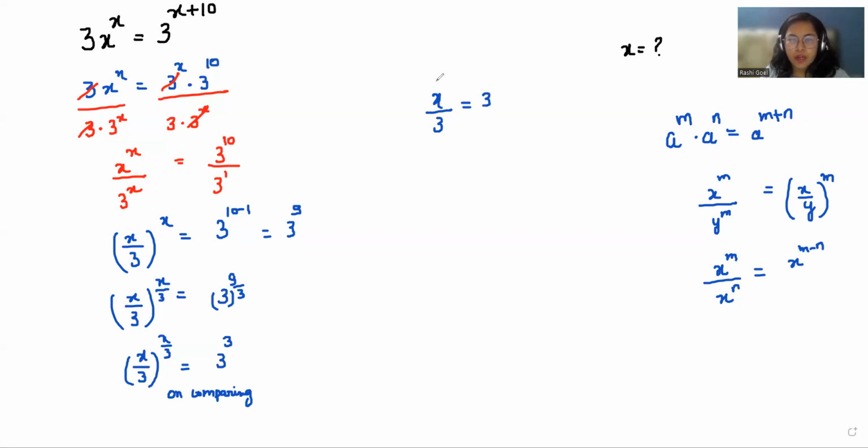So now I'm going to multiply both sides by 3. So we can eliminate it. So the value of x is 9. I hope it's clear and easy to solve.